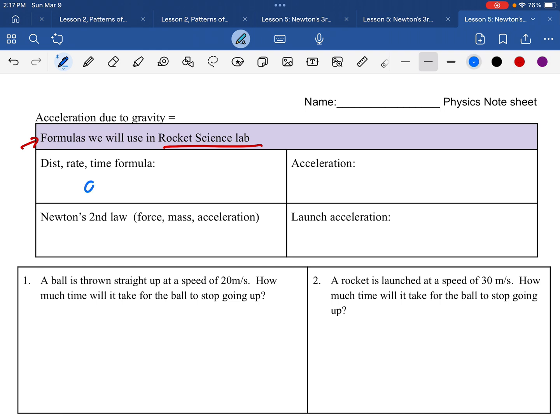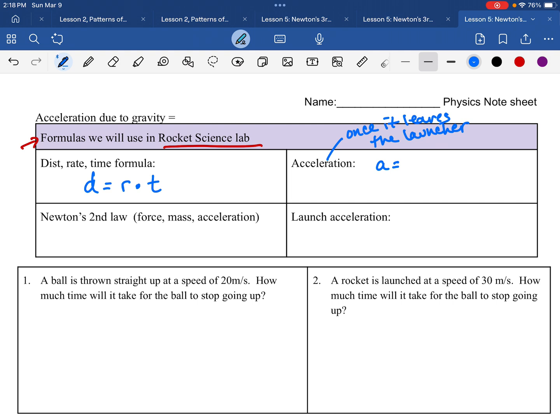You're familiar with these. Distance, rate, and time formula. Well, that is distance equals rate times time. You've seen that before. Acceleration. So this is going to be the acceleration of the rocket once it leaves the launcher. There's also some acceleration as it is leaving the launcher, and we'll look at that later in this note. But the acceleration once the rocket has fully left the launcher, we're going to use our acceleration formula.